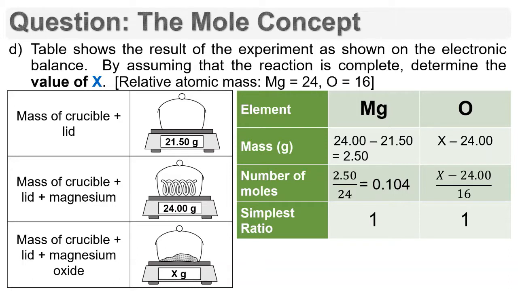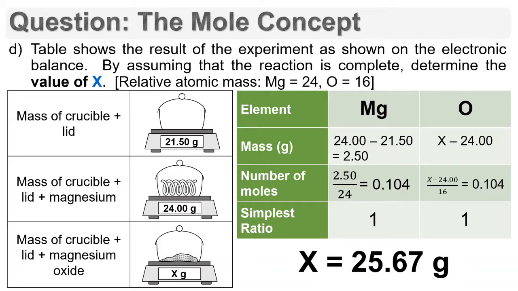0.104. Therefore, (X minus 24) over 16 is equal to 0.104. From here, solve for X. To find X, you can use your calculator. Key in the equation into your calculator and then solve for X. We will get X is equal to 25.67 grams.